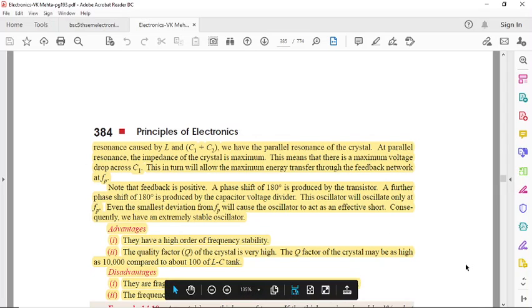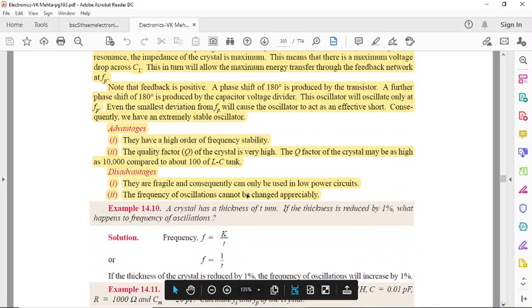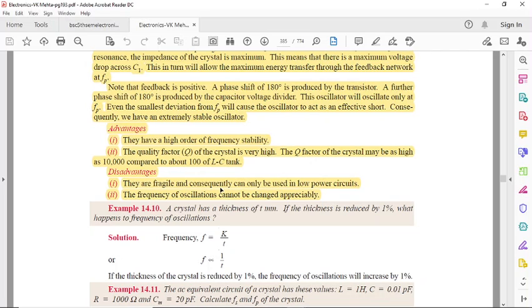Advantages: they have a high order of frequency stability. The quality factor Q of the crystal is very high. The disadvantages: they are fragile and consequently can only be used in low power circuits. The frequency of oscillations cannot be changed appreciably.